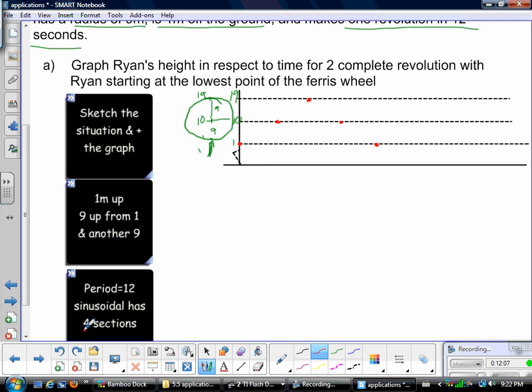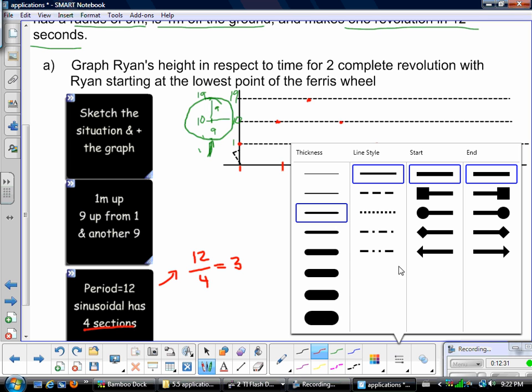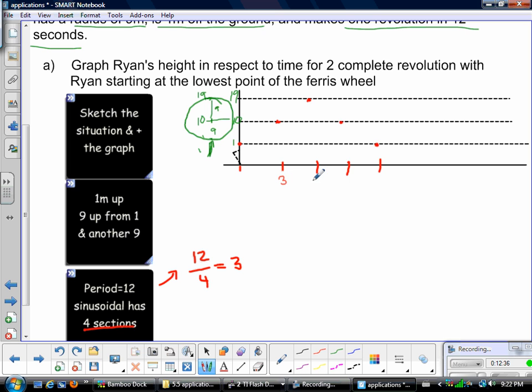And when I'm talking about 4 sections here, do you notice there's a section from 0 to here? 1, 2, 3, 4. Now those are even sections, and I know my period is 12. So if I take 12 and divide it by 4, I end up with 3. So each one of those is occurring at 3 seconds. So that's the first thing I'll do. So this is 0. This would be 3, 6, 9, 12.